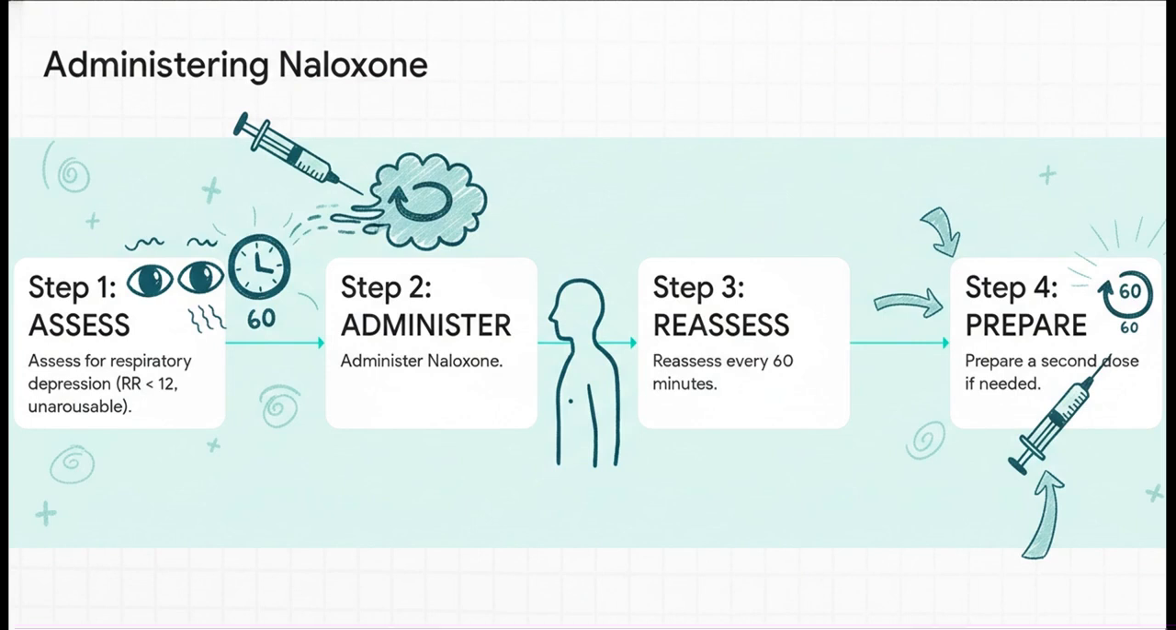Now, the most crucial point here, and the one the NCLEX will try to trick you on, is reassessment. Naloxone wears off pretty quickly, usually in about 60 minutes or less, which is often faster than the opioid itself. This means you absolutely have to reassess your patient frequently, and you need to be prepared to give a second dose if they start to become too sedated all over again.